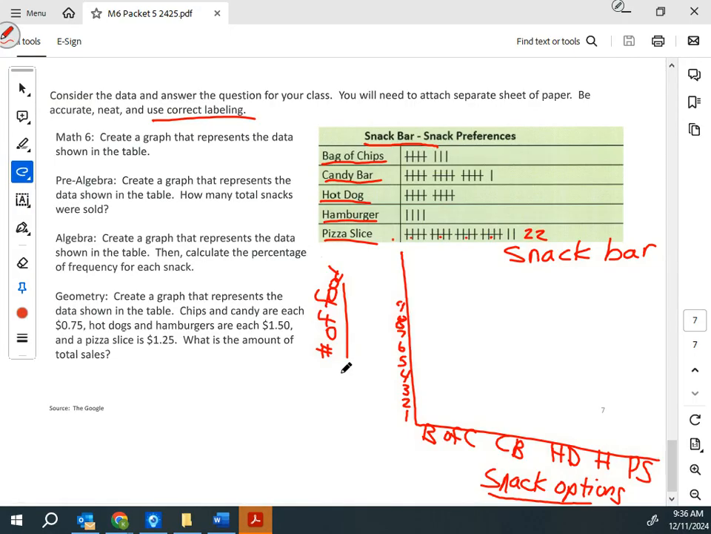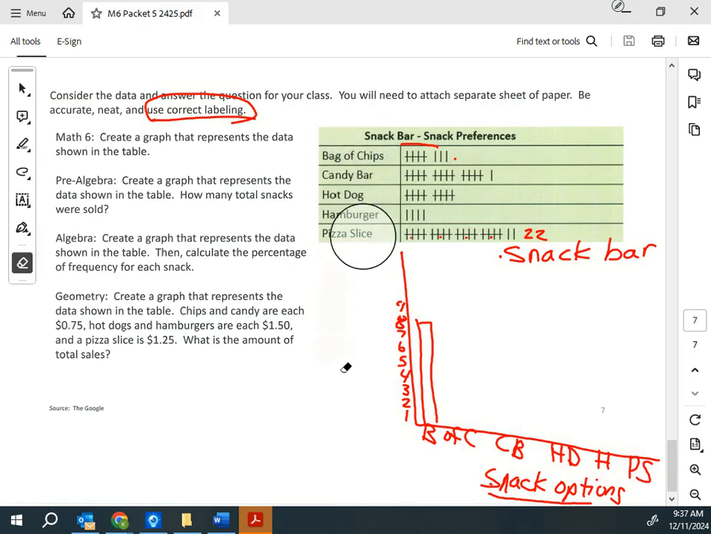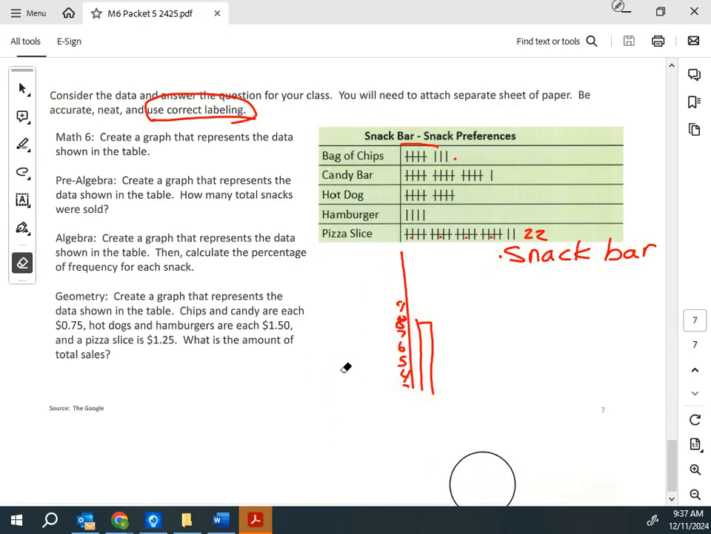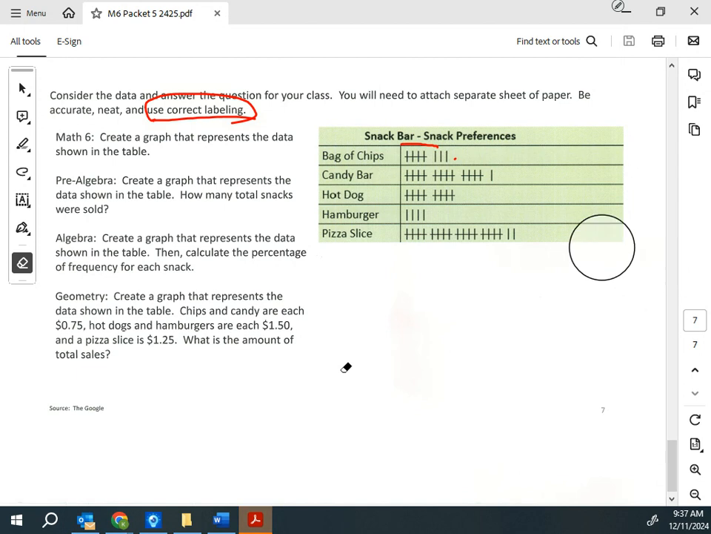Do your bar graph. So there are 8 bags of chips. You would go up to 8. Draw your bar. I will not give you full credit if you do not use correct labeling. So you have to have labels. You have to know what each of those axes stands for. Make sure you're fully doing it.